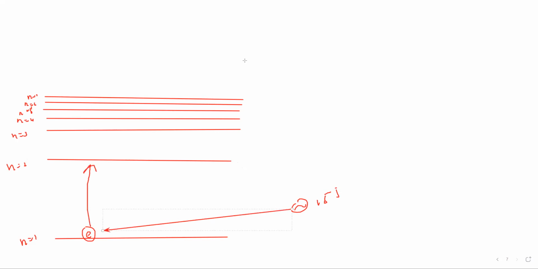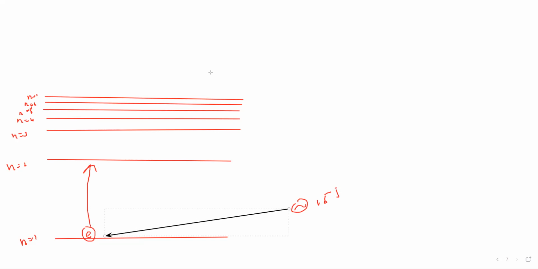For example, the electron is in the first shell. To jump from the first shell to the second shell, for example, it needs 15 joules of energy, and the photon has 15 joules. So what will happen? It will absorb and it will jump from the first shell to the second shell, and this is called absorption line spectrum because it is absorbing a photon.